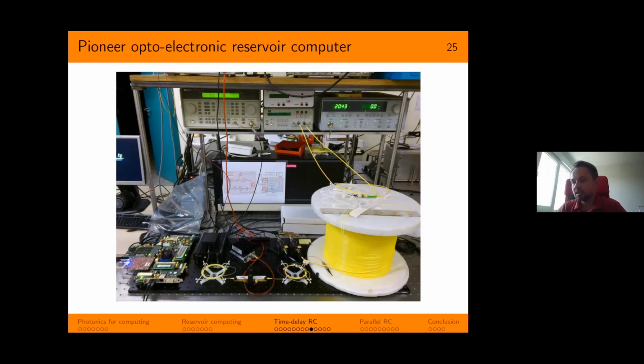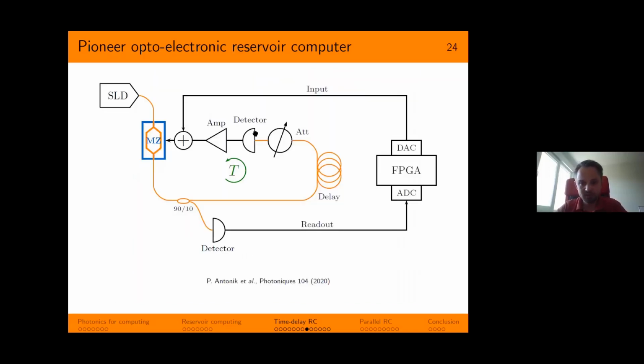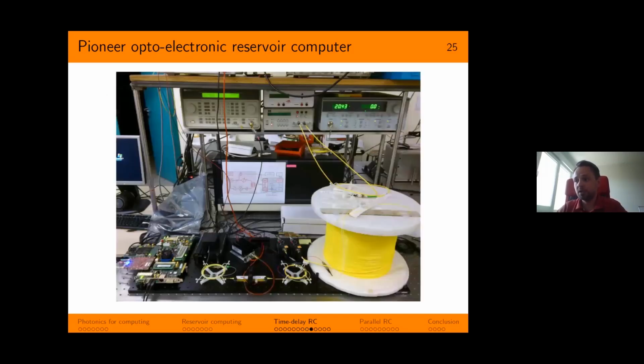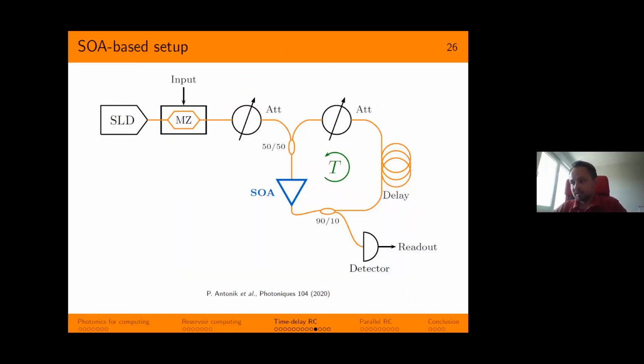While the system contains an optical nonlinear node, the Mach-Zehnder here, there are still some electronic components in the reservoir. So remember, we still have this detector and the amplifier, which are electronic, and they are in the delay loop, so they are in the reservoir. So the natural step further would be to come up with a system that would have a fully optical reservoir. And here's the scheme of this setup.